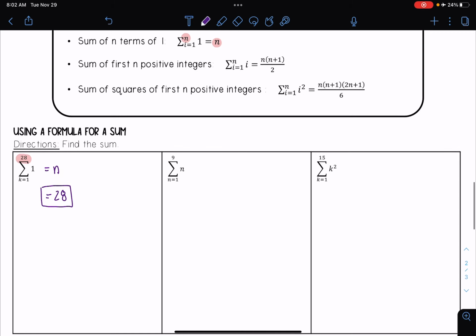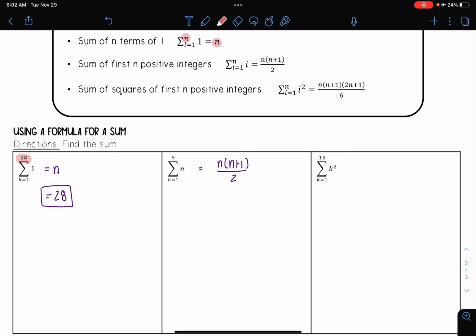The next one, I have the sum of i equals 1 to n of i, and so that follows this second formula here. And that tells me that the sum from i equals 1 to n of i is equal to n times n plus 1 over 2.